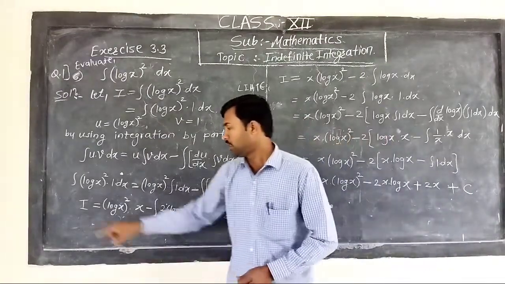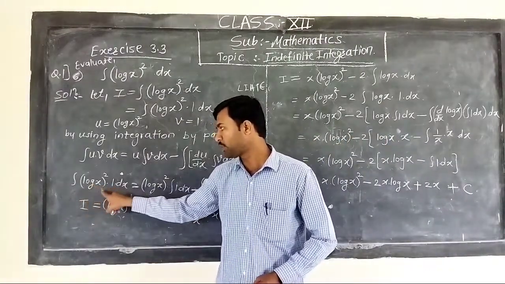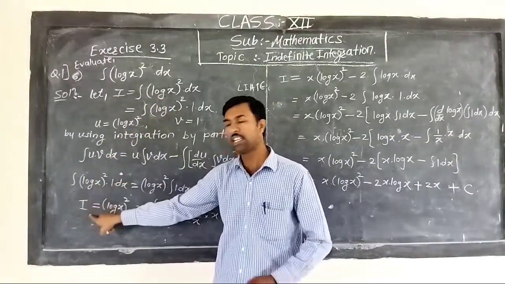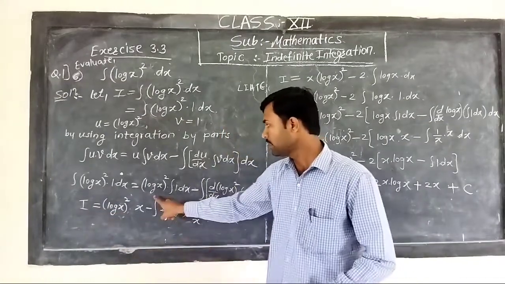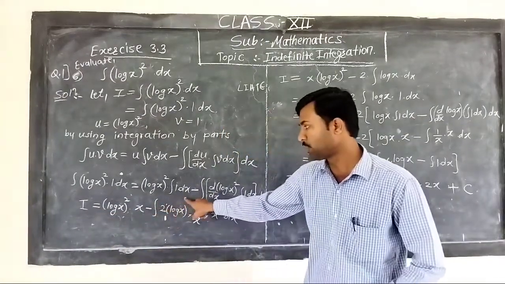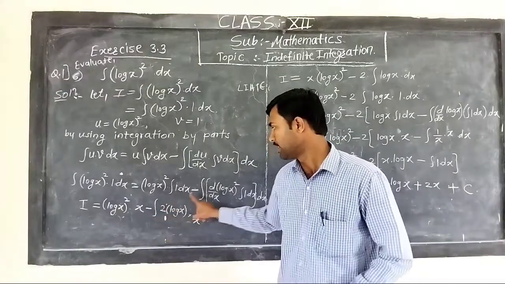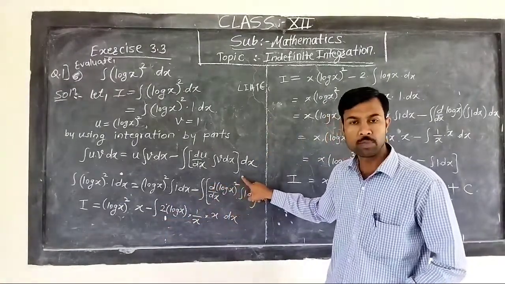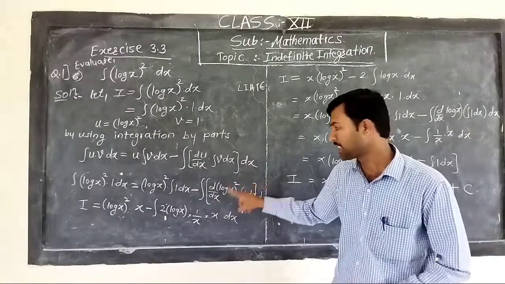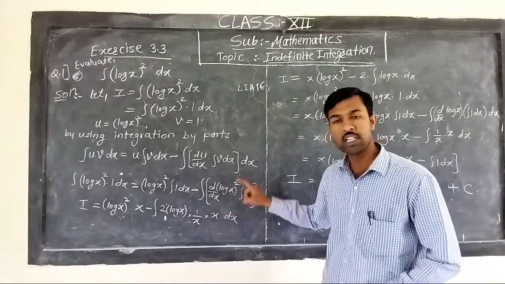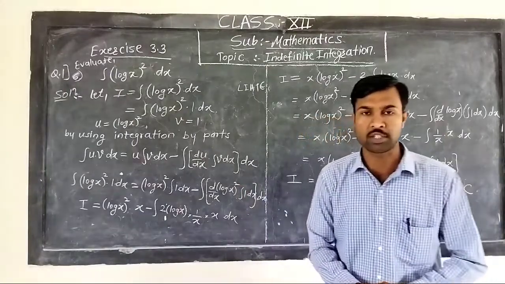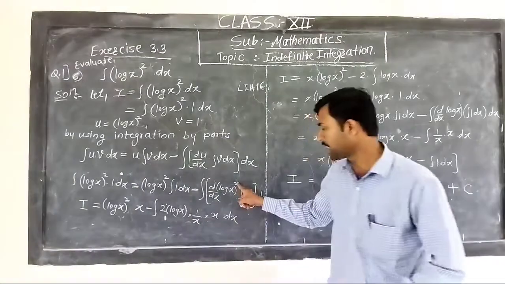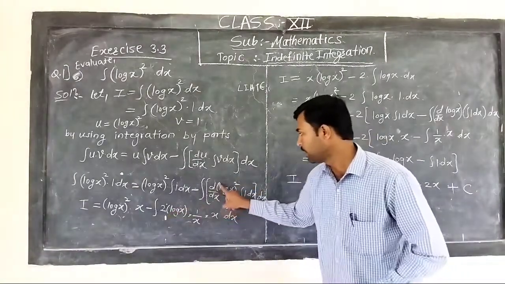Hey friends, here (log x) whole square into 1 dx, this integration is denoted by I. So we put I here. Then this term remains as it is. Integration of 1 dx is x, minus, this integration remains as it is. Now here, derivative of (log x) whole square. This term looks like derivative of x raised to the power n, and the formula for the derivative of x raised to n is n into x raised to n minus 1. So after applying that formula, we will get 2 into log x.